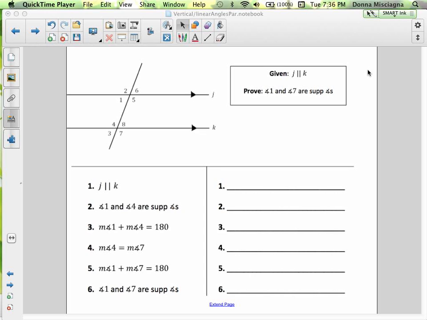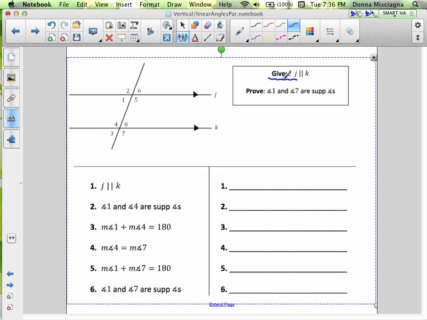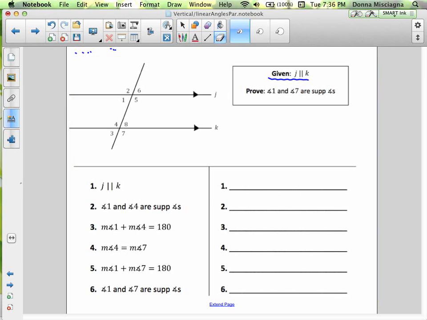So start with what you're given, and each time you're trying to think of how that's going to get you closer to what you want to prove. So let's look at our first statement. J is parallel to K. Well, it's right in the box here, right next to the words given. So that is a given piece of information. I think the whole proof moved there when I tried to underline. So this is given. We can be given statements or we can be given picture clues.